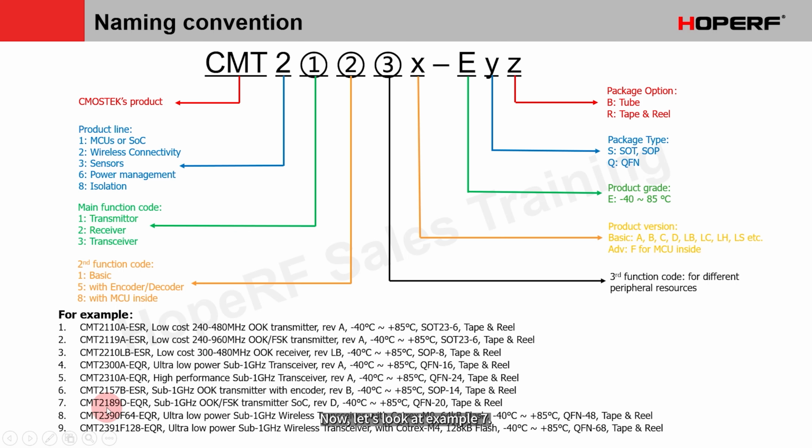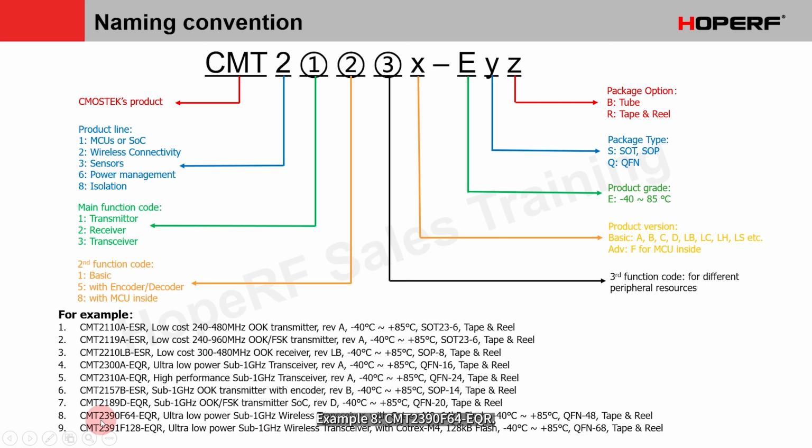Now, let's look at example 7. CMT2189D EQR. The last three digits are 1, 8, and 9. This indicates it is a single transmitter SoC product with an MCU. And it is a relatively feature-rich specification in this series. The version is D. It is an industrial specification product. The letter Q represents QFN packaging. It is QFN 20. The packaging is tape and reel.